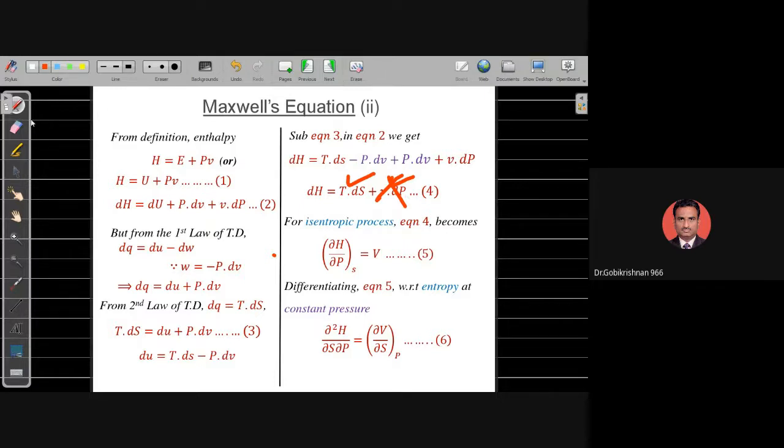Otherwise, we will take this one. I want to remove this term. That means this term will become 0 when dS is equal to 0. dS is nothing but a change in entropy. If the change in entropy is 0, then it is a constant entropy process, otherwise we can say an isentropic process. For an isentropic process, this dS will become 0. Then equation 4 will become dH equal to V dP.